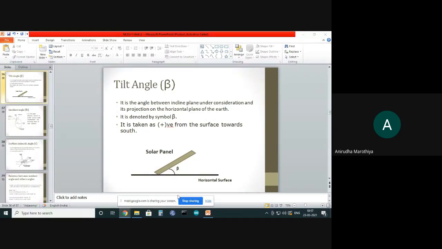So this is the topic which we are dealing with. So in the next lecture we will deal with the remaining terminologies which are used in the domain of solar radiation geometry, and then if possible we will solve some numerical on this concept.